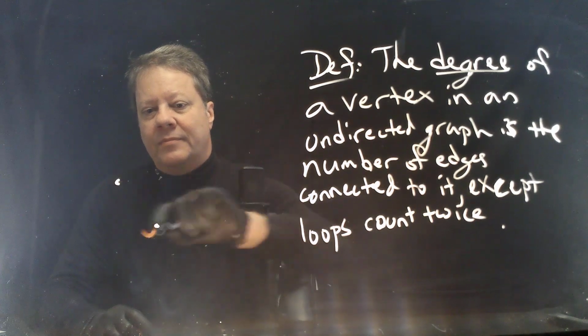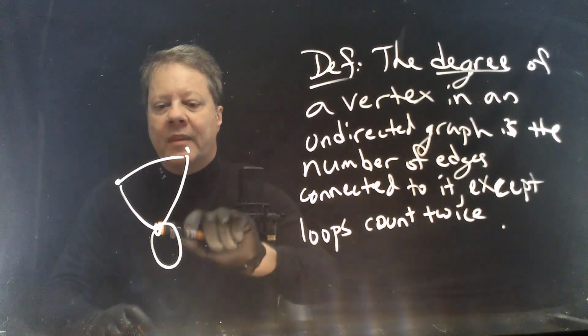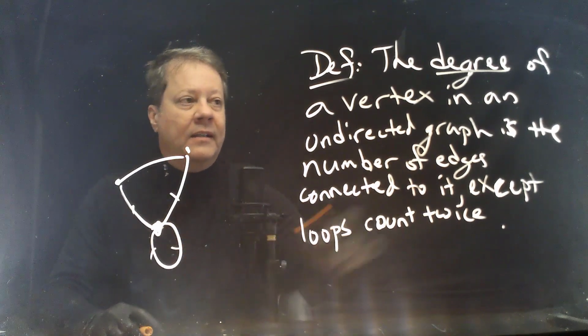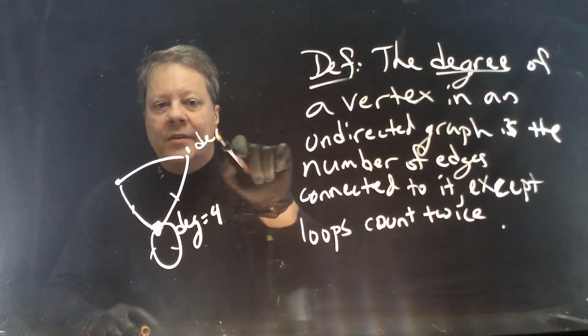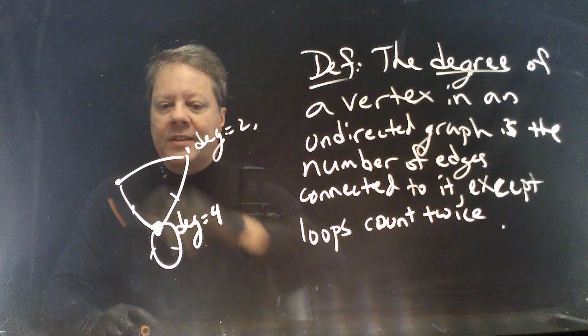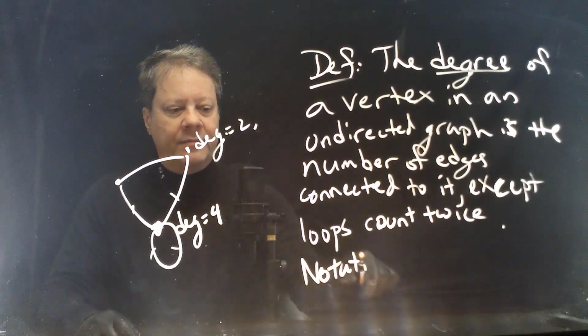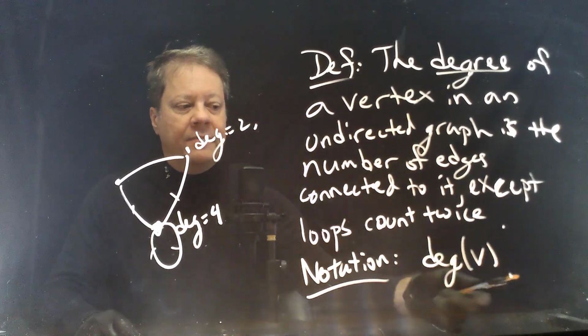So let's suppose I have some undirected graph like this. This vertex has 1, 2, 3, 4, so its degree is 4. This one has a degree of 2, and same thing over here. The notation is the degree of your vertex.